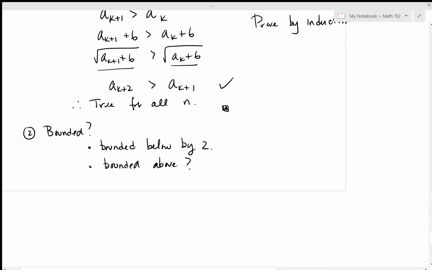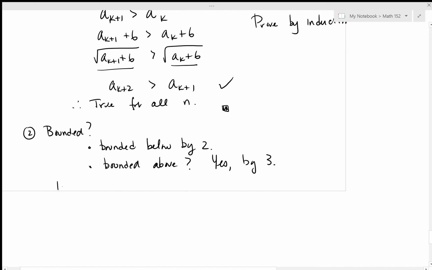Okay, so I claim that it is bounded above. My claim is yes, by 3. It's bounded above by 3. I'm picking 3 because it looked to me like it's approaching 3. I could be wrong, but I'm making the claim that it's bounded above by 3, and I'm going to prove that. I'm going to do it again by an induction.